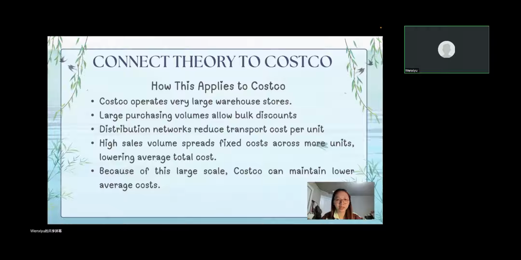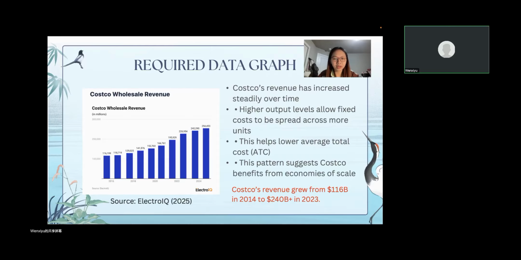Now let's connect the theory to real data. This graph shows Costco's revenue over time. Costco's revenue increased from about $116 billion in 2014 to more than $240 billion in 2023. This graph suggests that Costco is operating at a very large and expanding scale.